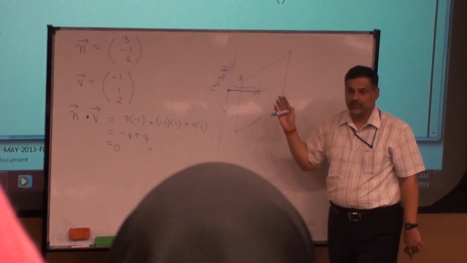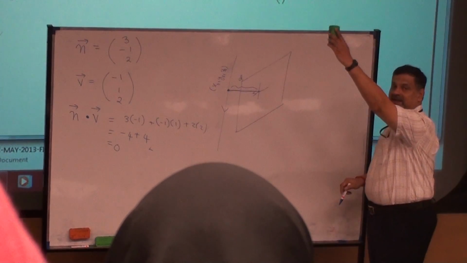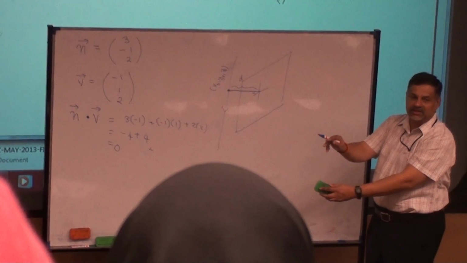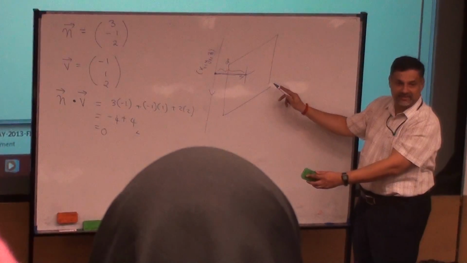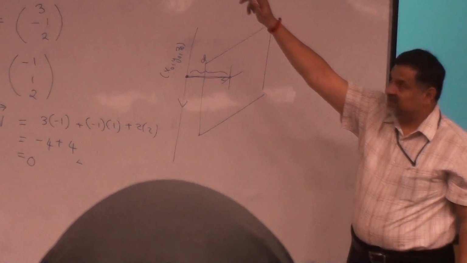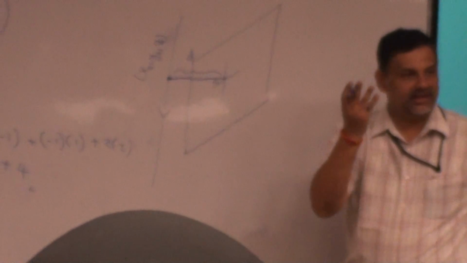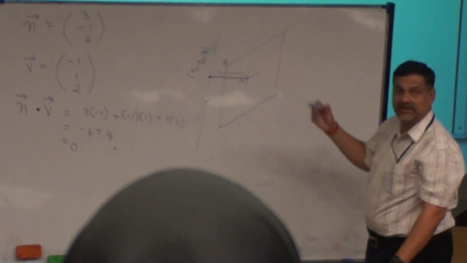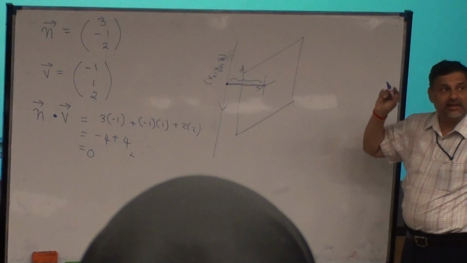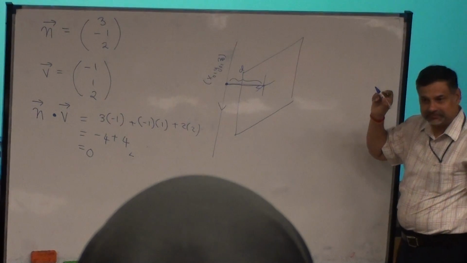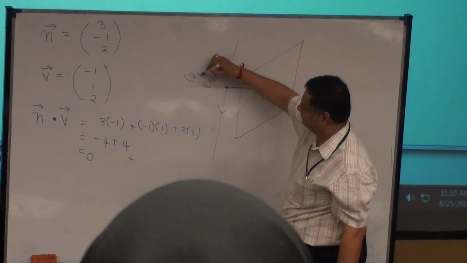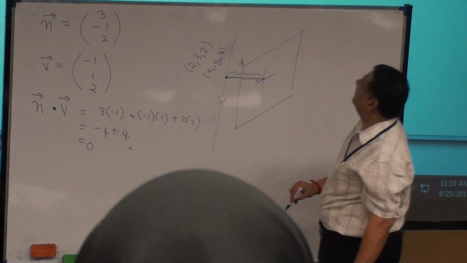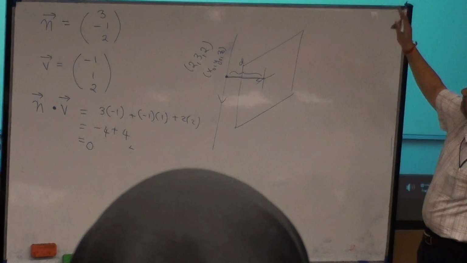From the picture, if I take any point on the line, this is my distance. If I take any other point, it's the same distance. So as long as I take any point on the line, I will be able to calculate the distance based on the formula I gave for point to plane. Clear? So let's do that. What is the point on the line? (2, 3, 2) is a point on the line.